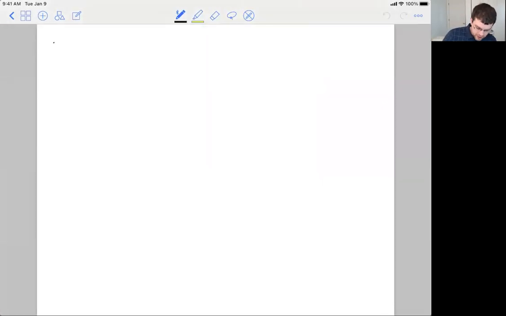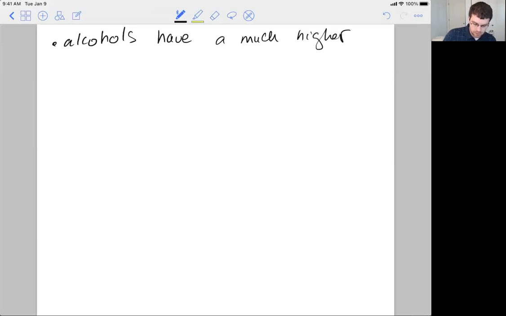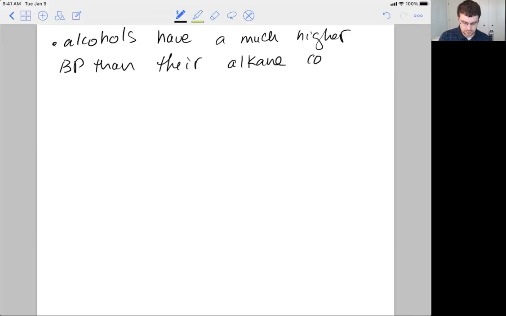Okay, let's move on to some physical properties. So alcohols in general have a much higher boiling point than their alkane counterparts. Okay, and it's all due to hydrogen bonding.